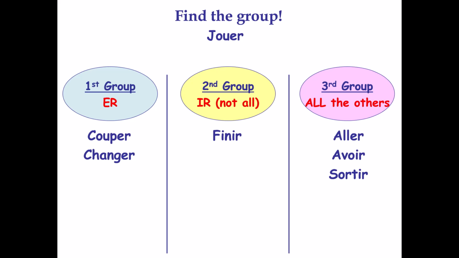Jouer, to play. You got this one. Yes, jouer ends with ER, and all verbs ending with ER, except aller, belong to group 1. Être, to be. Être ends with RE. All verbs that do not end with ER or IR belong to group 3.